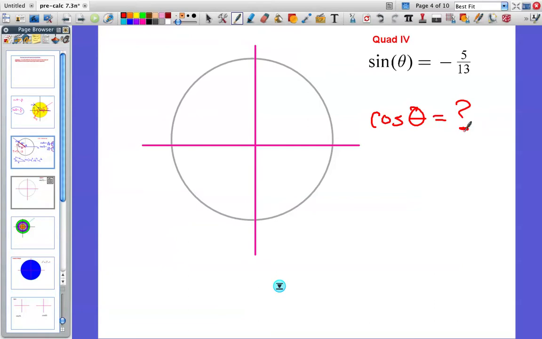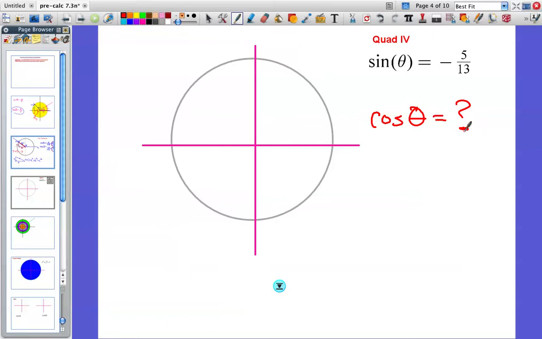Now, why is it kind of important that I told you that you're in quadrant 4? If I didn't tell you that you were in quadrant 4, what would you ask? Or what would I hope you would ask? If I tell you that the sine is a negative 5/13, what would be your other option? Quadrant.